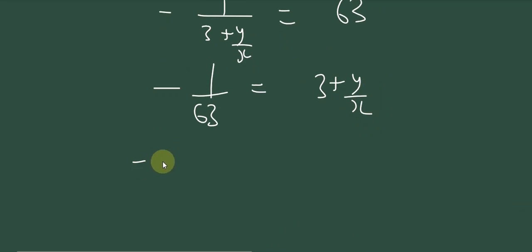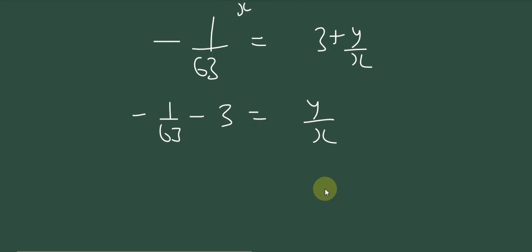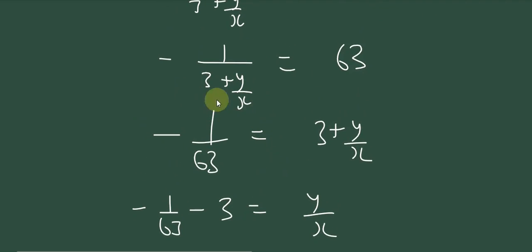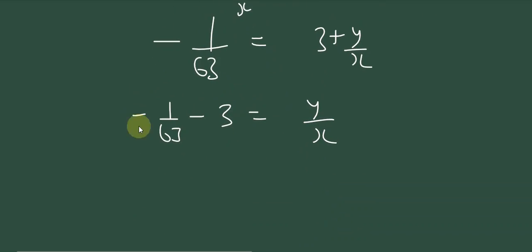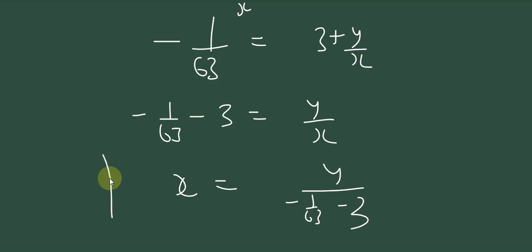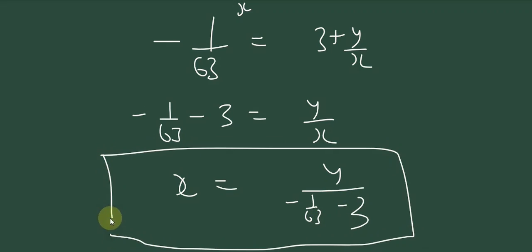I can then take 3 to the other side. 63 minus 3 equals y over x. Remember on that part where I swapped this and that? Even here, I can swap this and that, making this x equals y over negative 1 over 63 minus 3. So that's how you make x the subject of the formula.